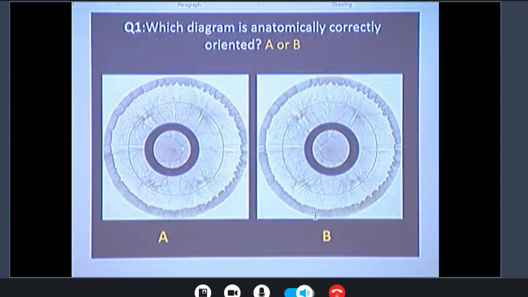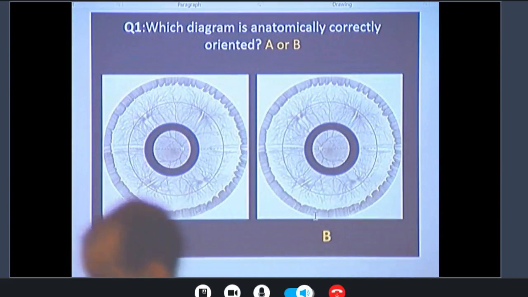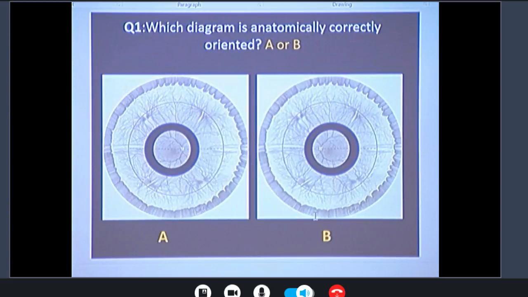So, question one, you have the numbers. Just a simple question. Which diagram is anatomically correctly oriented? I want you to look at the periphery of the retina, and I want you to look at the orientation of the macula and the optic disc. And you tell me which is correct and which doesn't make sense. It's a simple answer. It's A or B. Okay. You should know it by now.